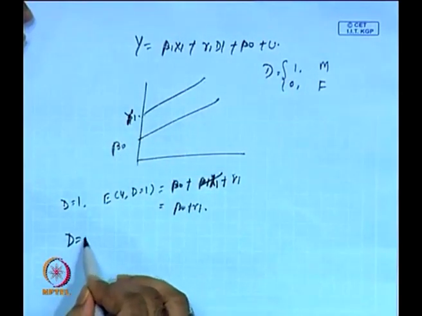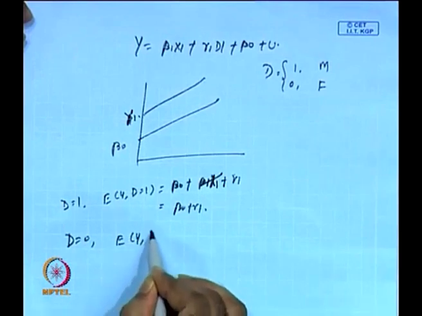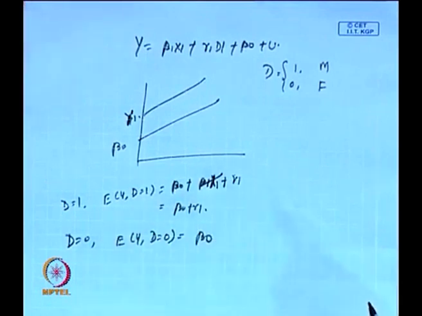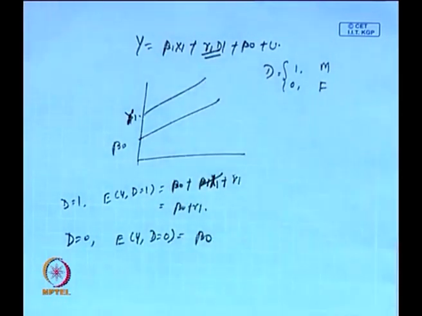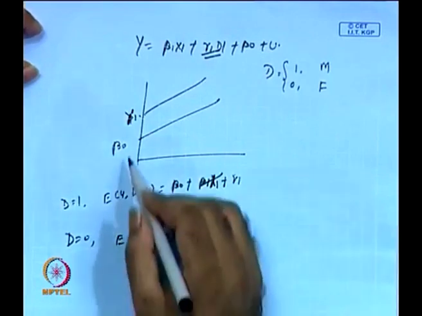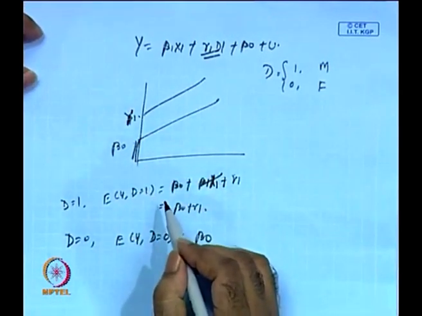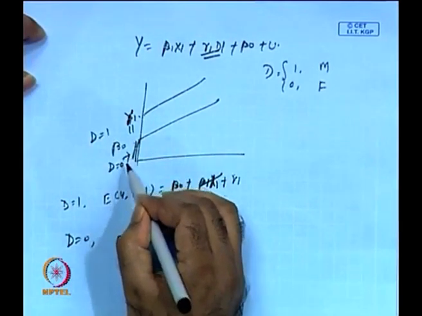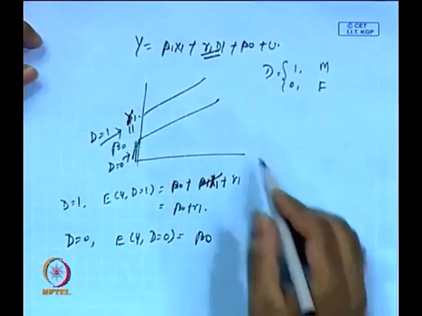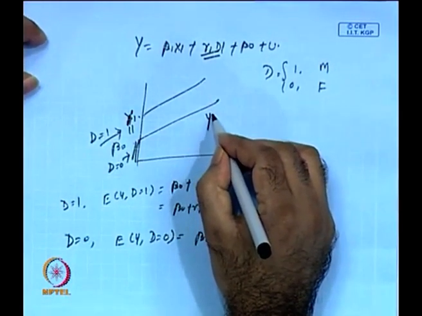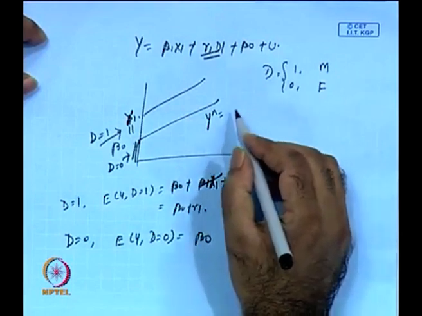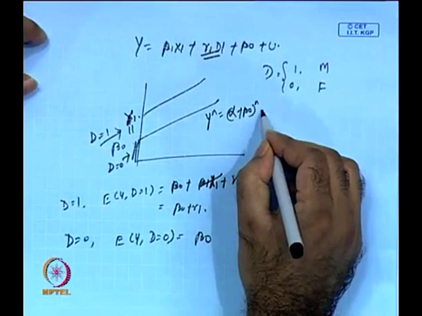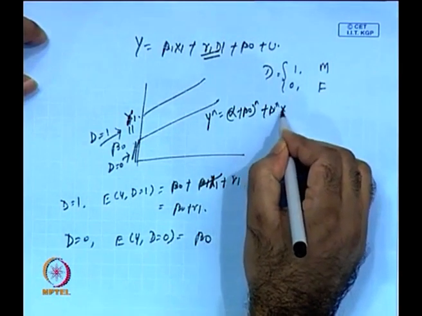Now d equal to 0 means E of y given d equal to 0 is simply beta 0, because the gamma term will be equal to 0. So this is where d equal to 0 and where d equal to 1. In that case your model will be y hat equal to alpha plus beta 0 hat plus beta 1 hat x 1.